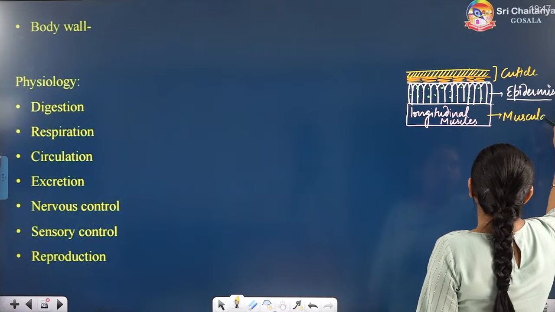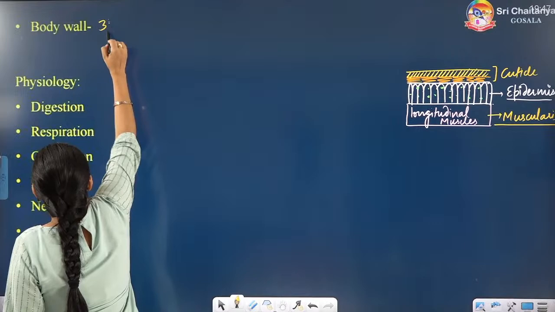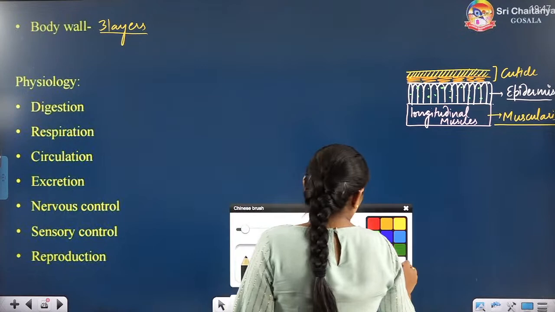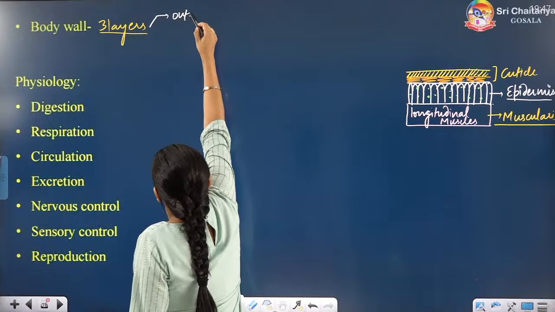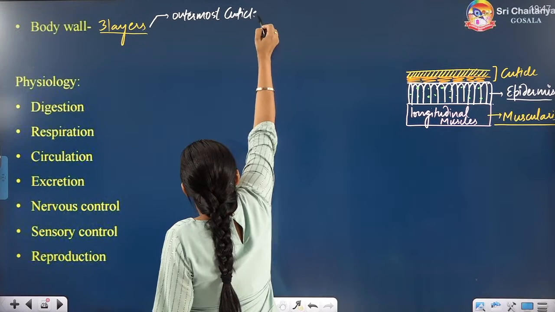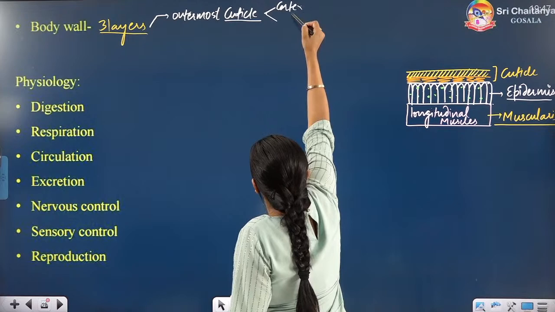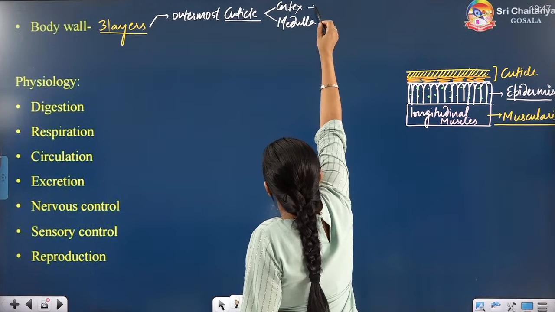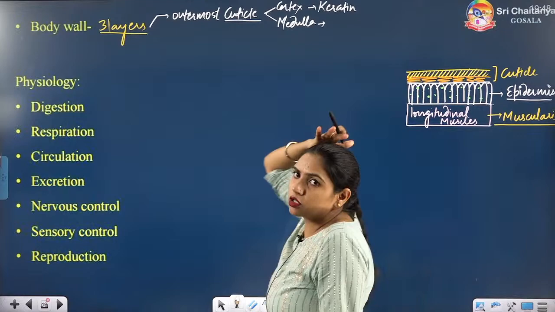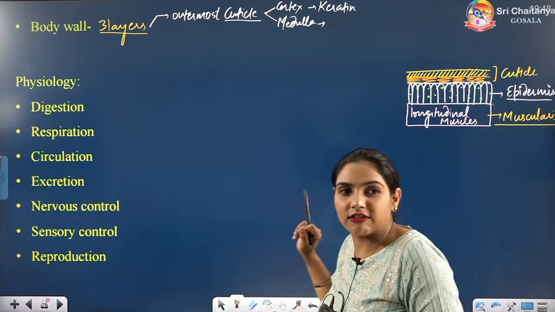How many layers are there in the body wall? There are three layers in the body wall. Outermost is cuticle. In cuticle also there is a cortex on the outer side and a medulla on the inner side. In cortex you will see keratin protein. Keratin protein is also present in our hair and in our skin. And in medulla there is collagen protein.